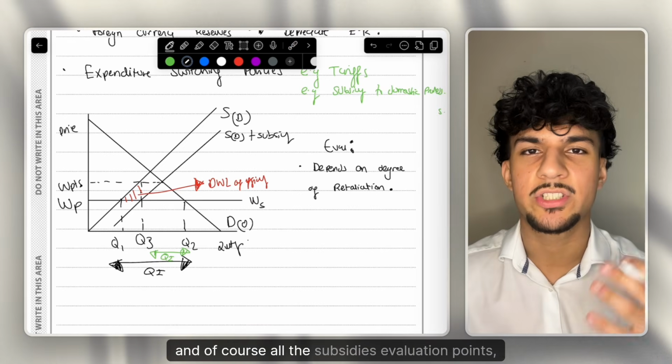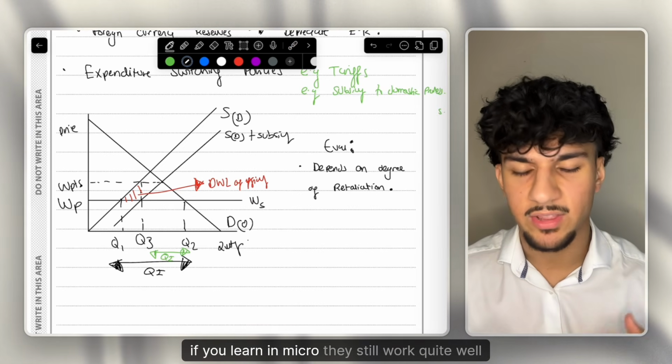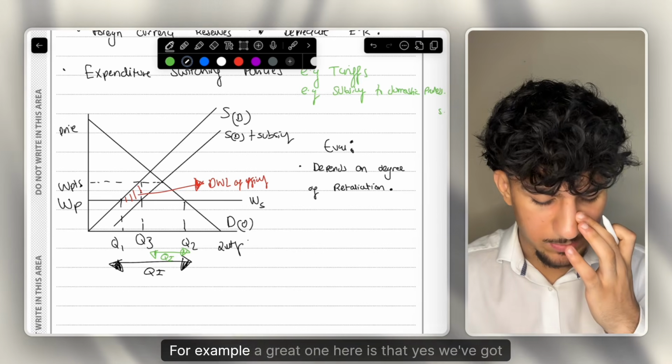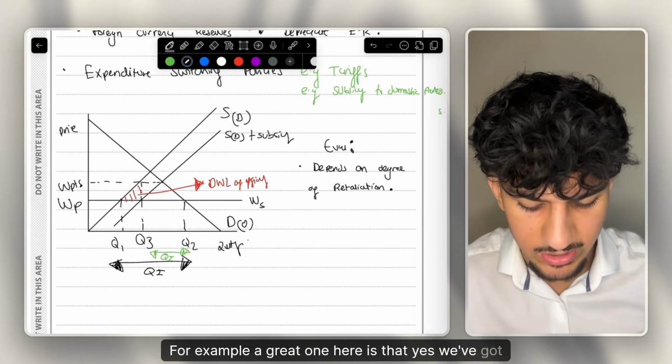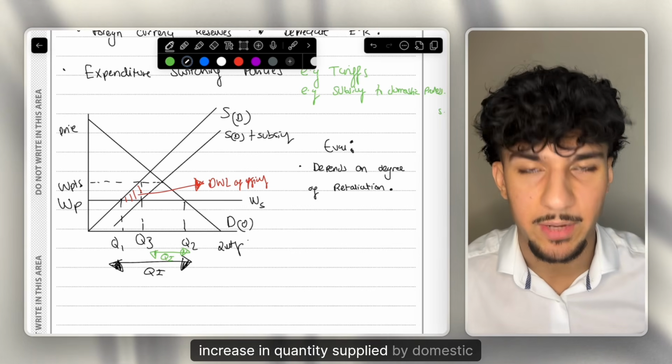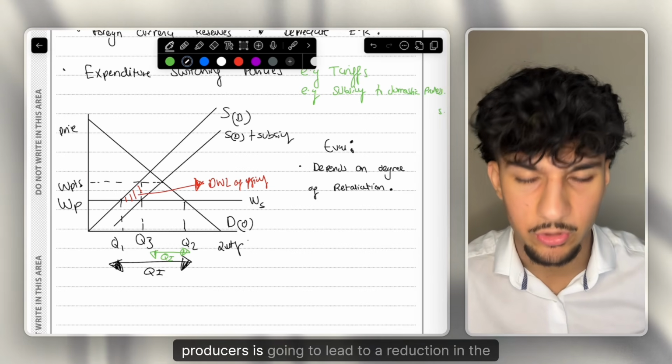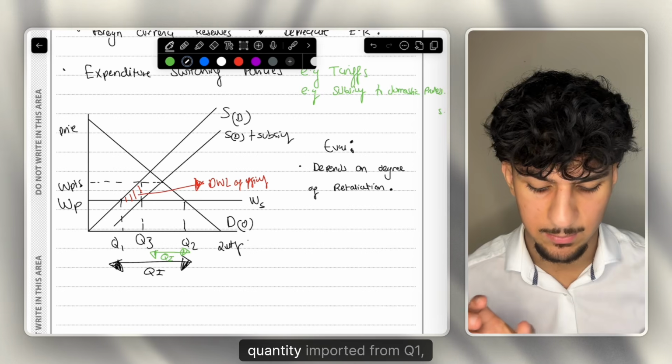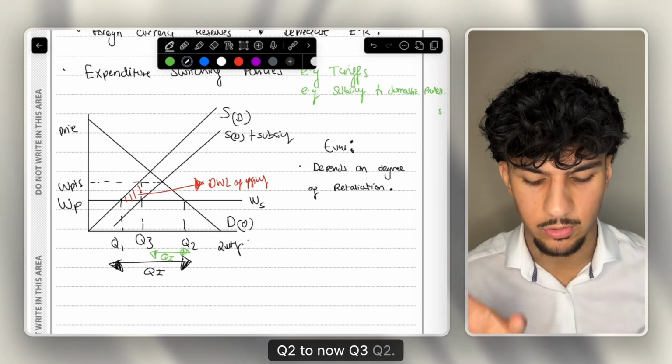And of course, all the subsidies evaluation points you've learned in micro still work quite well here as well. For example, a great one here is that, yes, we've got an increase in quantity, and we're assuming that this increase in quantity supplied by domestic producers is going to lead to a reduction in the quantity imported from Q1, Q2 to now Q3, Q2.